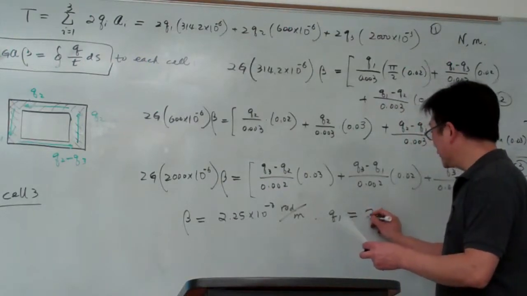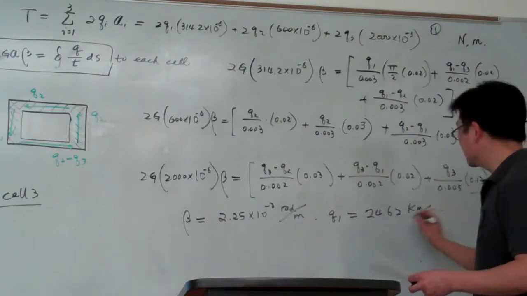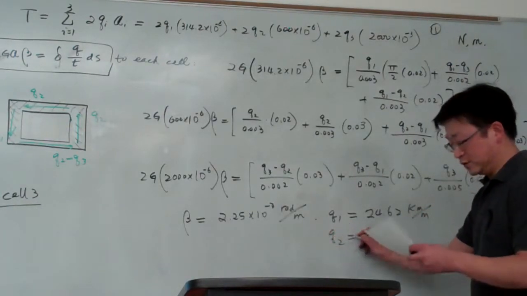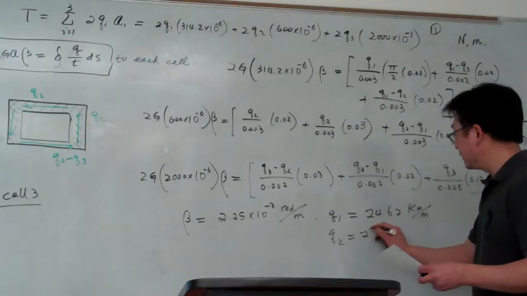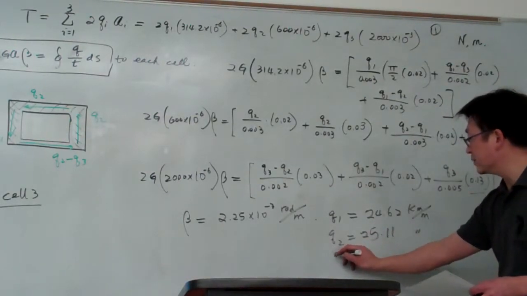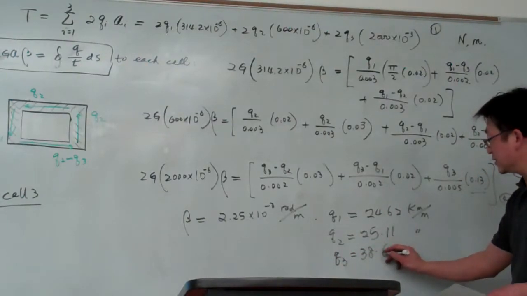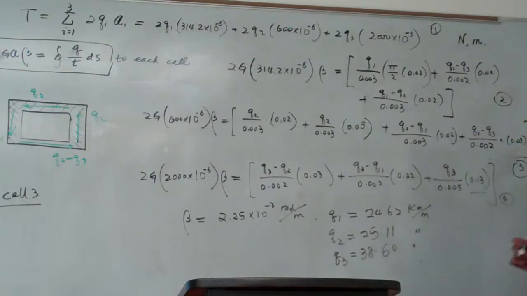Q1 is equal to 24.62 kilonewtons per meter, and Q2 is equal to 25.11, the same unit, and Q3 is equal to 38.60, the same unit.